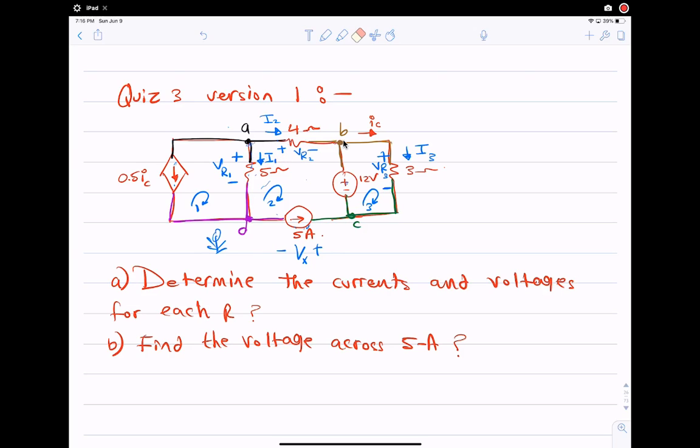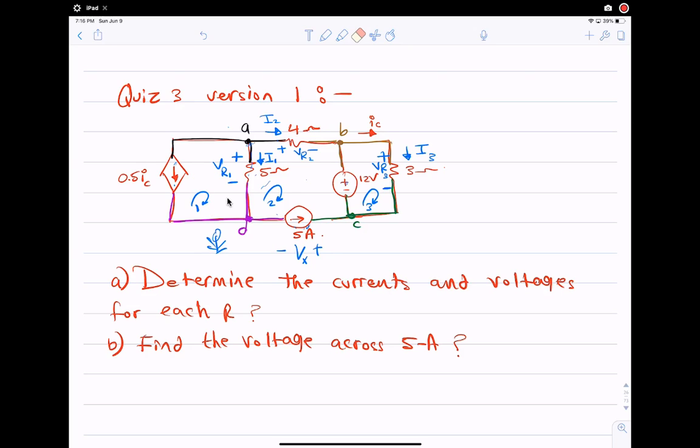Let's see node B. At node B there's also I2 unknown, I3 unknown, and I have no idea what the current is here. And this goes also for C and D. I always said, if you want to start with a node, you have to know the currents. This current is unknown, so I have to find this unknown first. So let's move to KVL, which is loops.